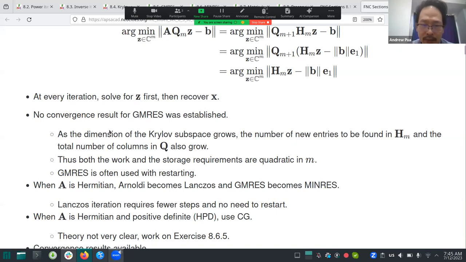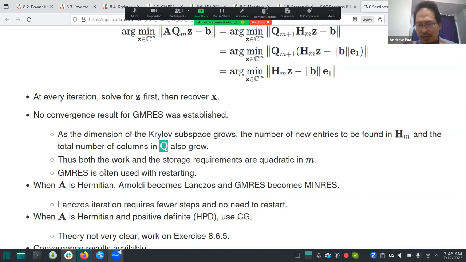The remaining section is really about telling you that it's hard to establish a convergence result. And typically, when you want to use GMRES, you have to do some restarting. Although you now have a more numerically stable basis for K_m, if you increase m, you have more entries in your upper Hessenberg matrix. You also have to deal with the fact that the number of columns in the Q matrix is growing. So the work and the storage requirements are much larger as you have larger m. That means there has to be a workaround, and the workaround is really to reset somehow.